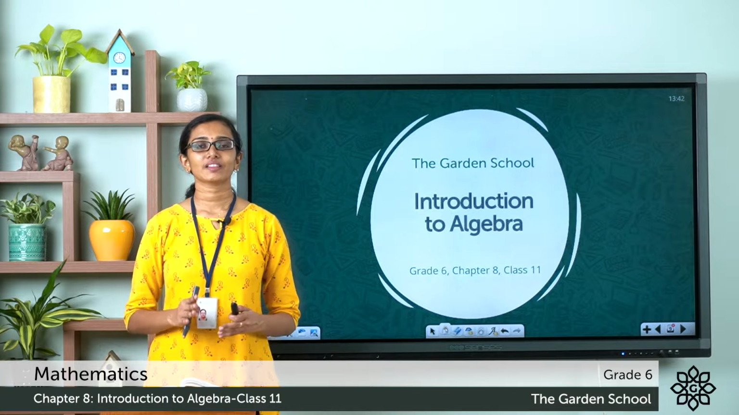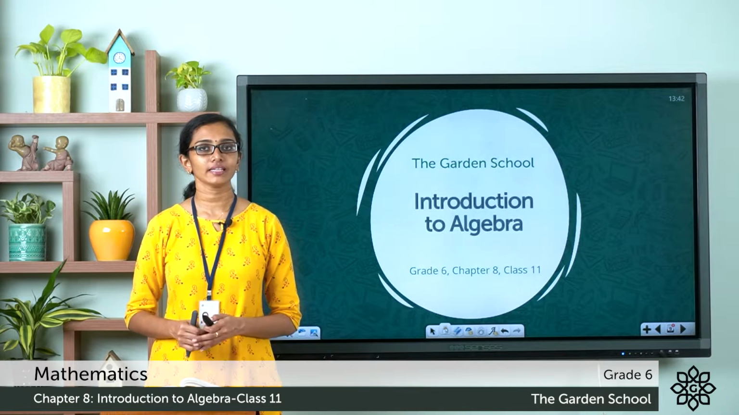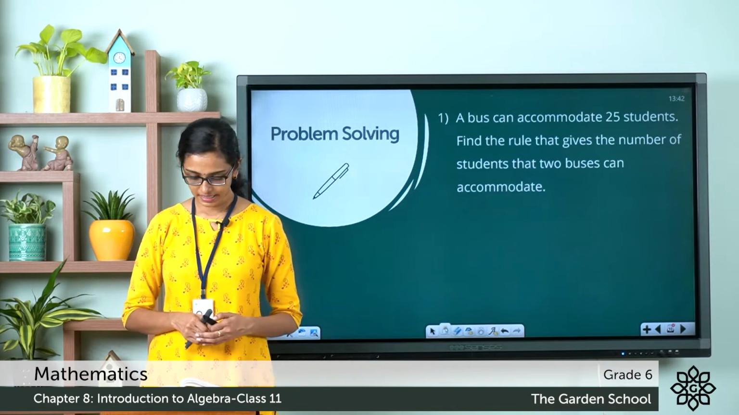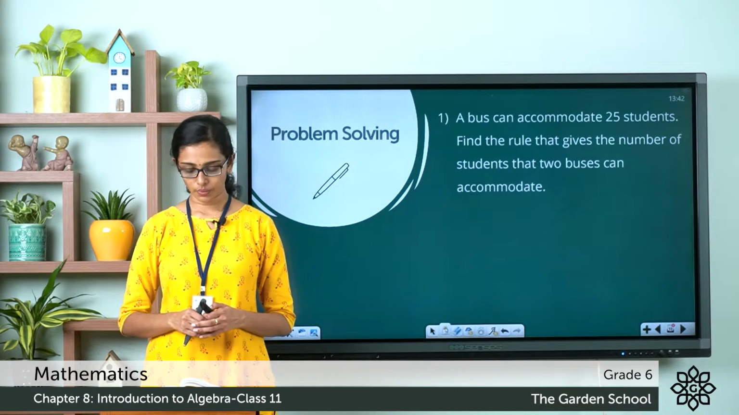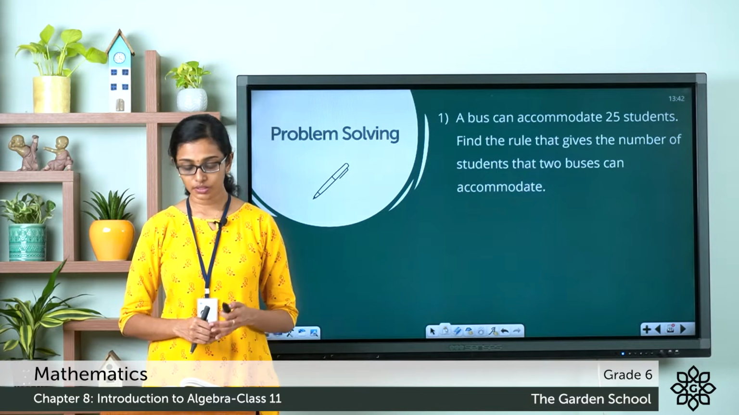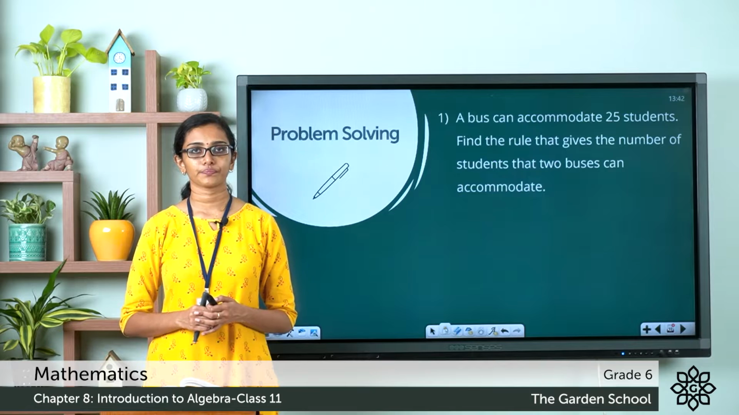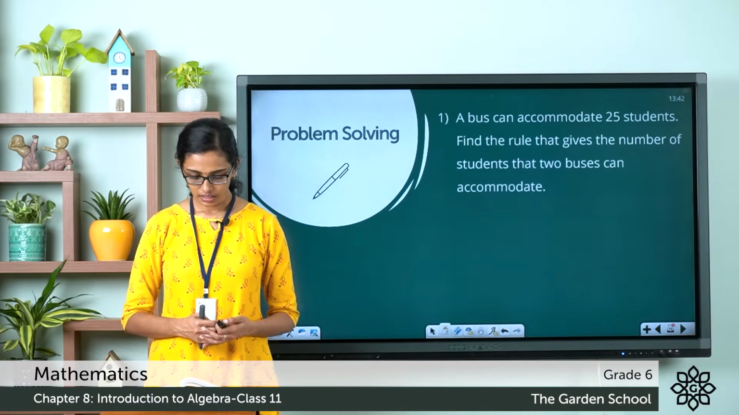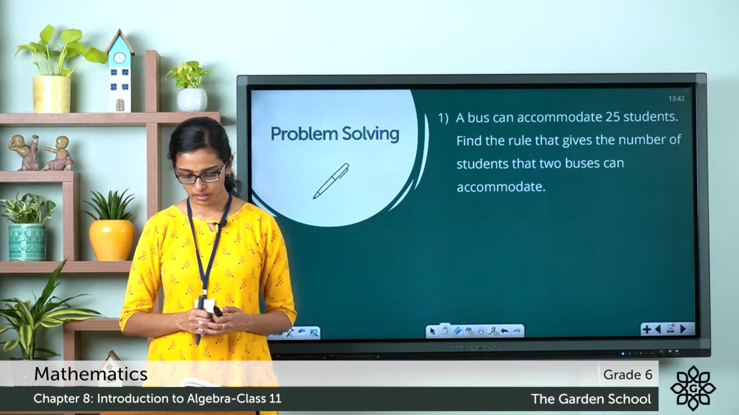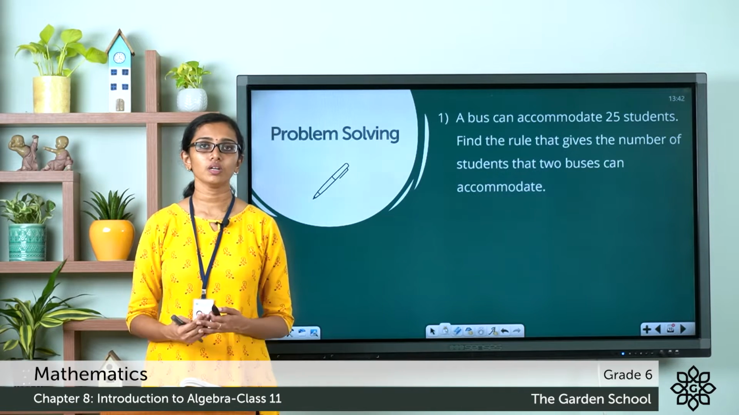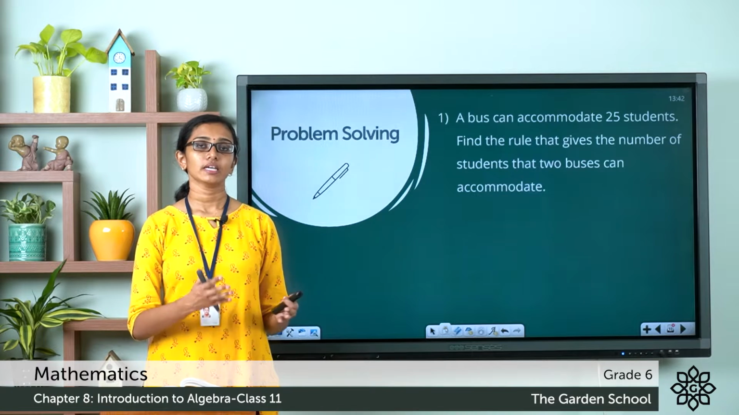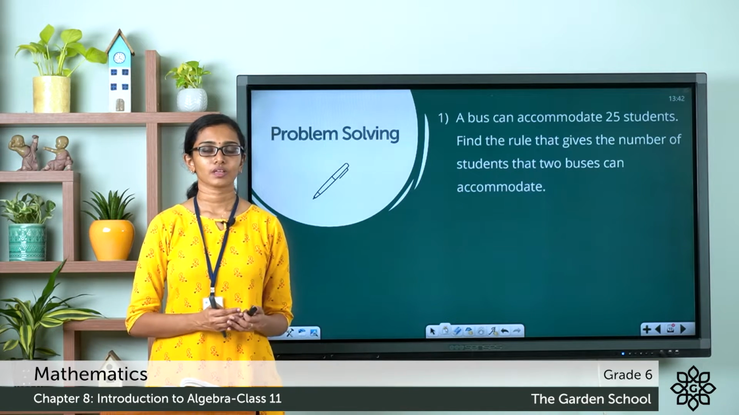Today, let's discuss the questions from revision time exercise of chapter 8. So, here we have the first question. It says, a bus can accommodate 25 students. Find the rule that gives the number of students that 2 buses can accommodate. So, what are you being asked here? One bus can accommodate 25 students and you have to find a rule which expresses the number of students that can be accommodated in 2 buses.